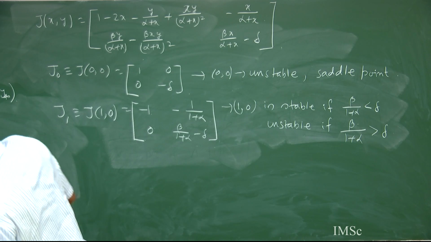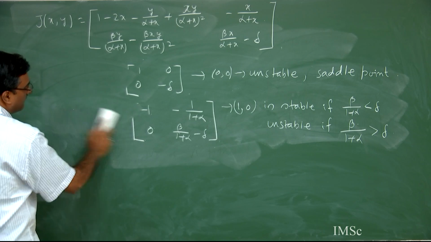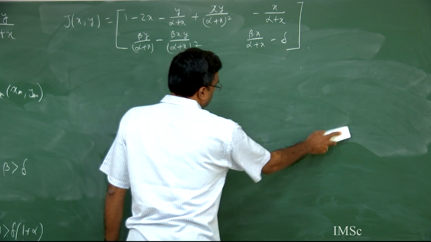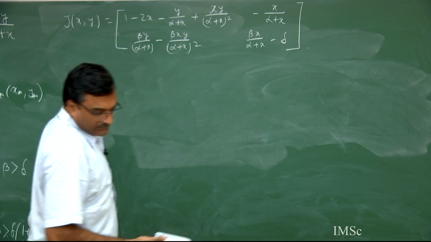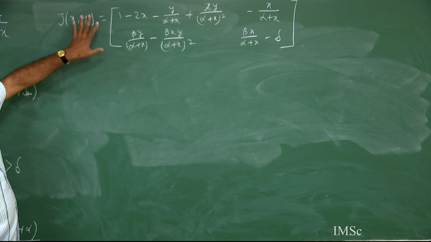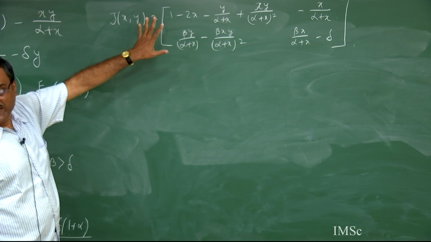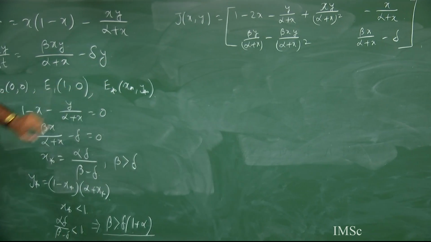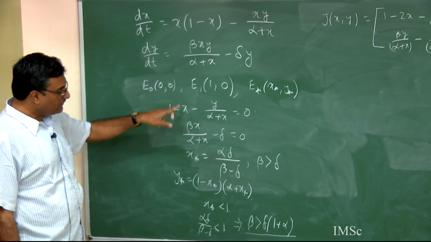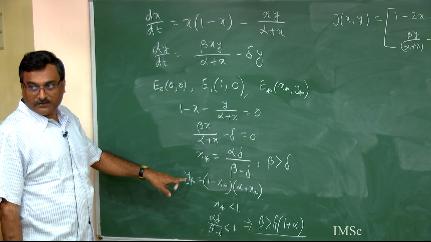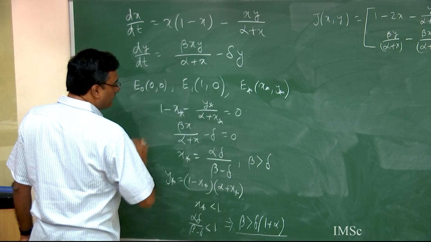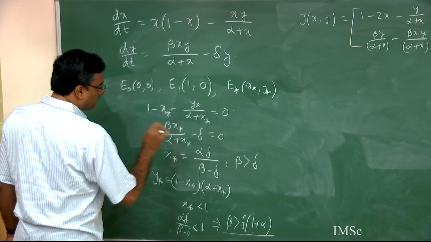Finally, when we are interested to find out the stability of the interior equilibrium point, the calculation is a little bit tedious, but I can show you a particular trick by which you can calculate J(x star, y star) easily. We are just going to utilize these two equations, because the common solution of these two equations will give you (x star, y star). So we can say that this is equal to 0, this is equal to 0.